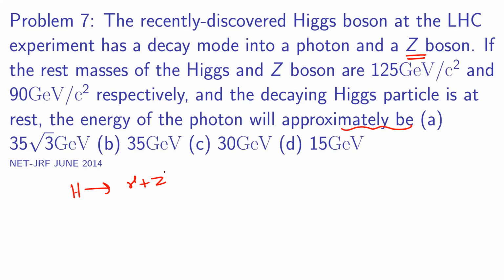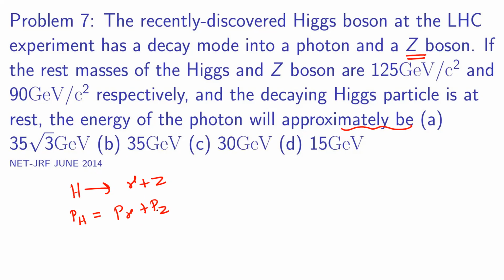I'm not writing the charges here. All right, this is zero charges. Okay. The decaying Higgs particle is at rest. We need to find the energy of the photon. So if you look here, we can write the four momentum conservation as Ph is equal to P gamma plus Pz. Okay, Ph is equal to P gamma plus Pz.